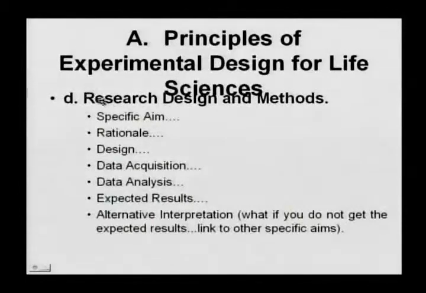So therefore, in summary, the research design and methods are set up as the specific aim, a rationale, the design, data acquisition, data analysis, expected results, and the alternative interpretation. What if you don't get the expected results and you have to link it to other specific aims? If specific aim 2 depends on specific aim 1 being successful, your proposal is very weak. What if you don't get the results you expect in aim 1? Aim 2 is completely dead. But you still have to have some link, otherwise the aims don't contribute to objective and to goal.